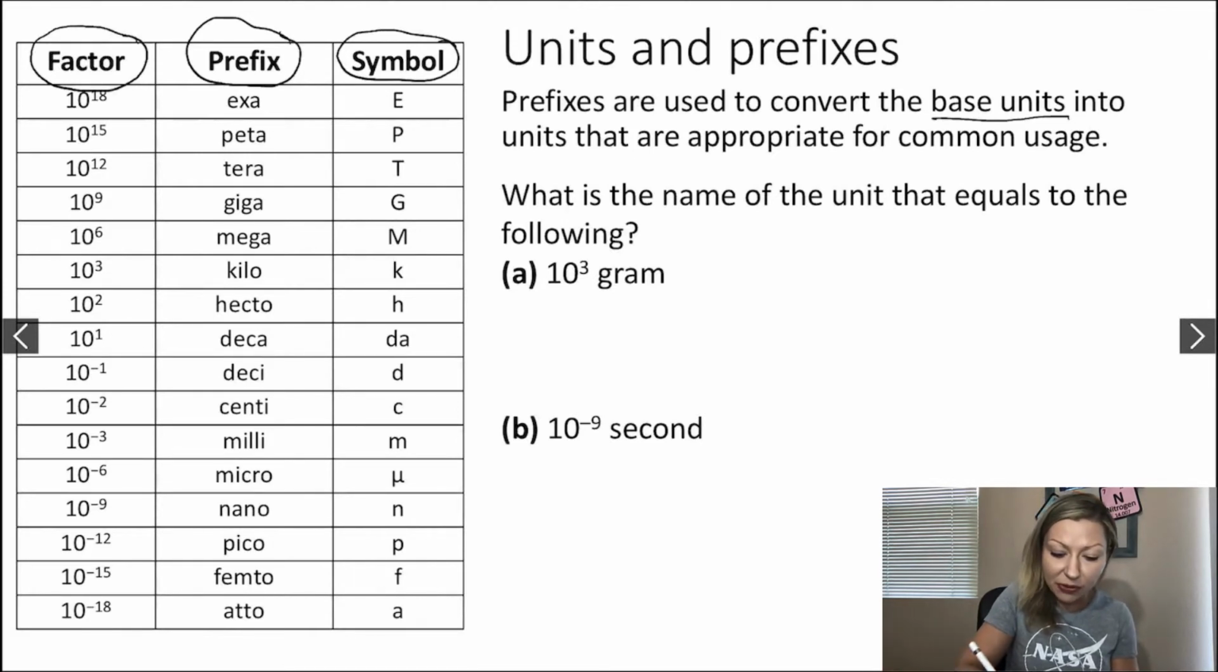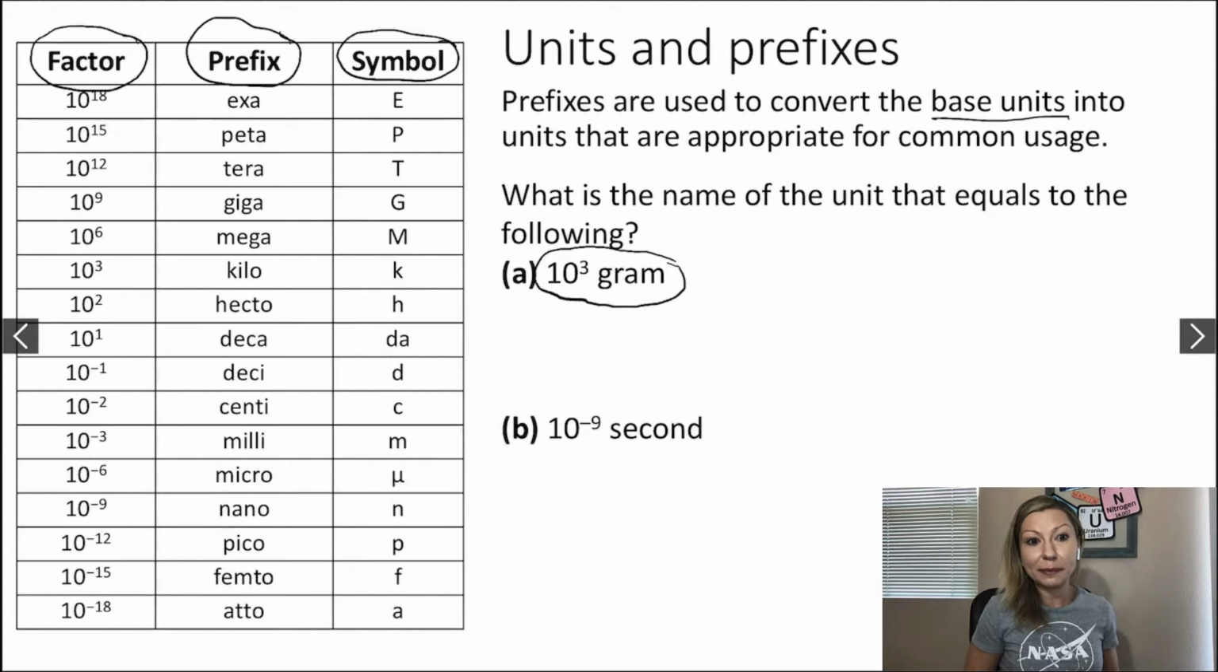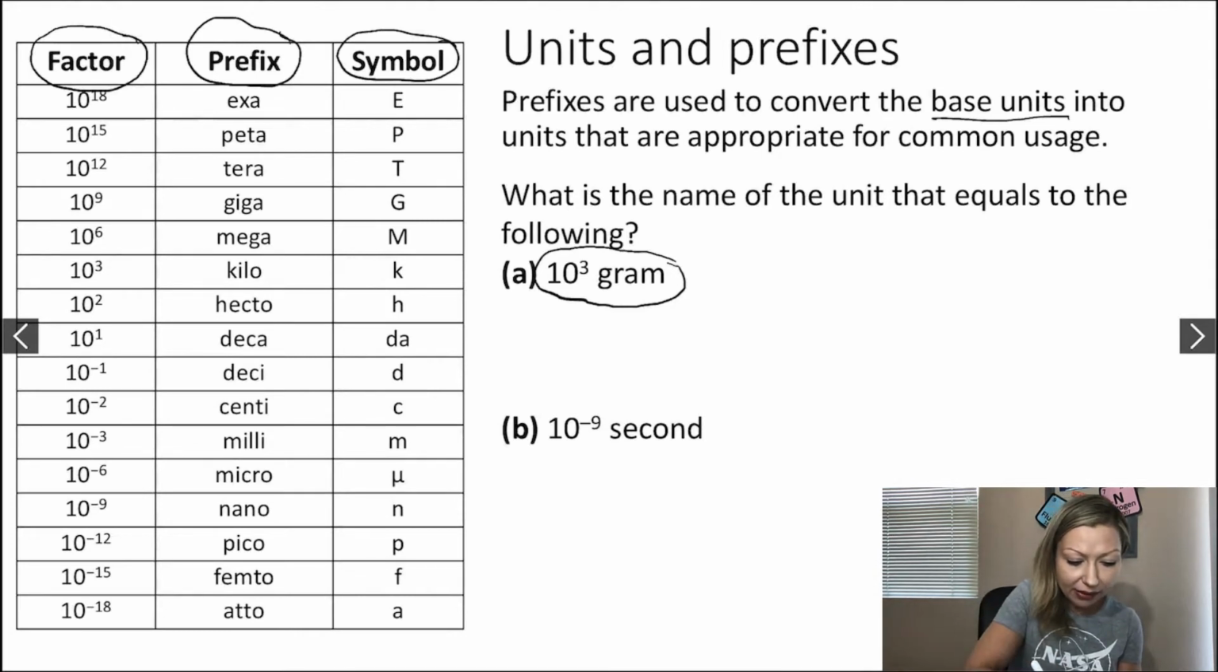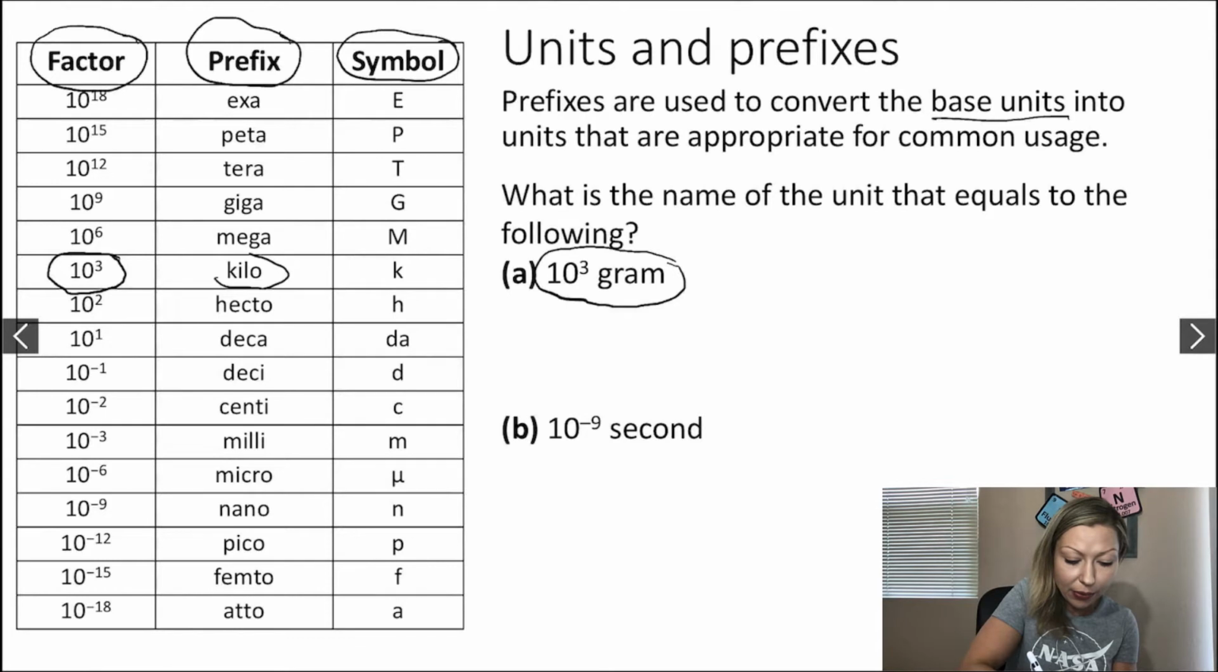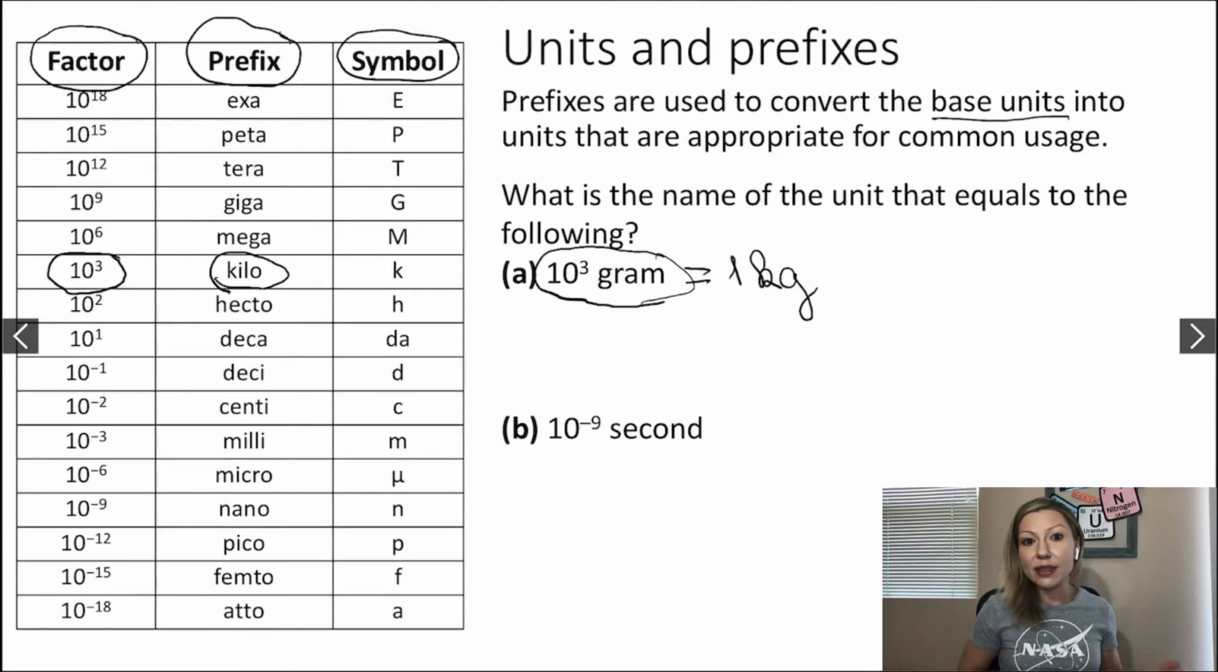So what is the name of the unit that is 10 to the third gram? So let's look at the factors and try to find where is 10 to the third. Did you find it? So 10 to the third is right here. And the prefix here is kilo. So this means that 10 to the third grams equals to 1 kilogram. Okay, so if you are not familiar with scientific notation or the meaning of 10 to the third or need a little bit of a refresher, let's talk about it.